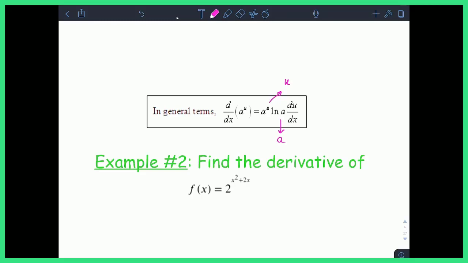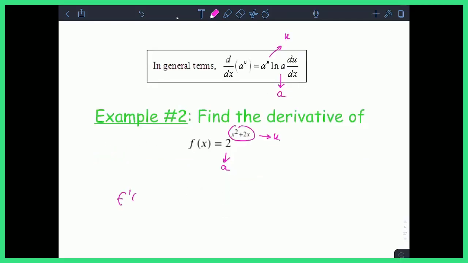In this problem, it looks like the value of a is 2, and the value of x squared plus 2x is u. So the derivative formula tells us that the derivative of this function, f prime of x, is equal to a to the u, so that's just the original, multiplied by ln a, multiplied by the derivative of u with respect to x, which is 2x plus 2. So this product doesn't really clean up either. ln 2 is a constant, 2x plus 2 is just this other function, and then our a to the u power, nothing combines here. So this is what the derivative would look like.